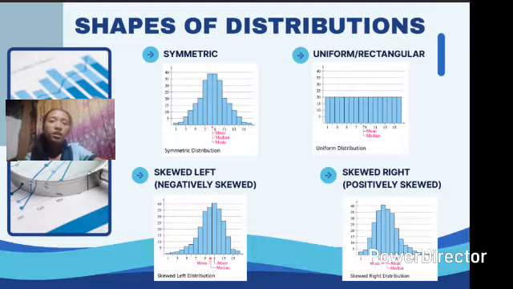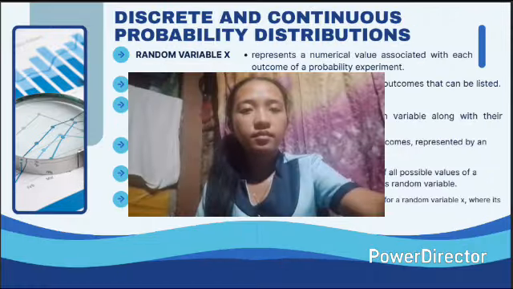So in summary, the shape of distribution is symmetric, uniform, negatively skewed, or positively skewed. It provides important insight into how data are centered, spread, and influenced by extreme values.